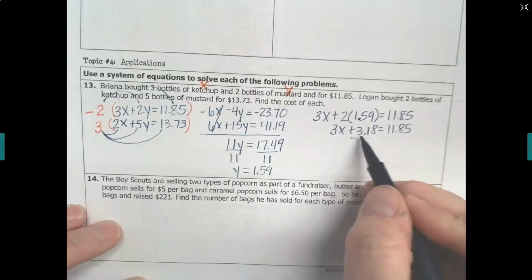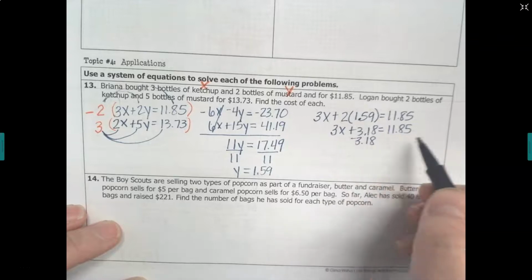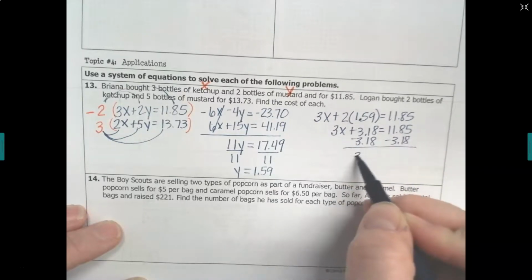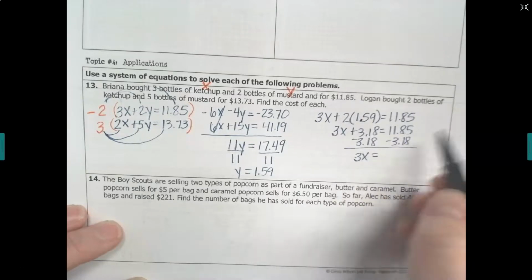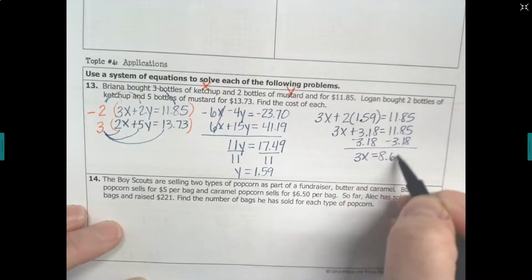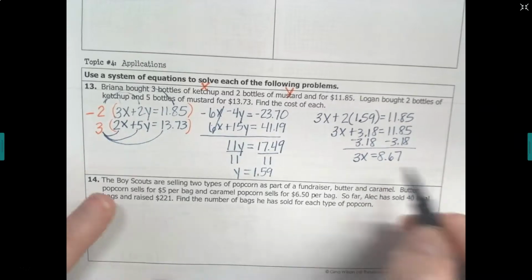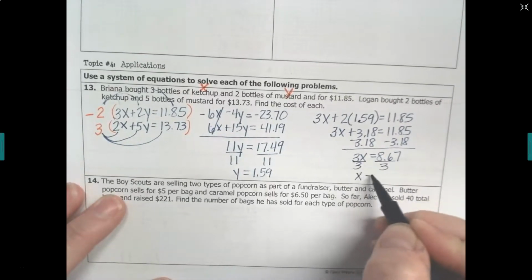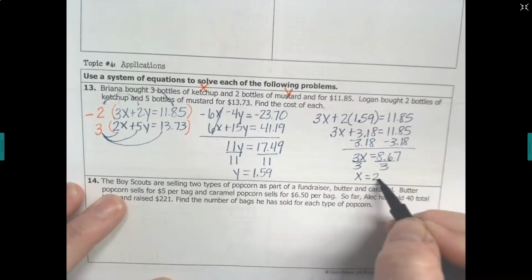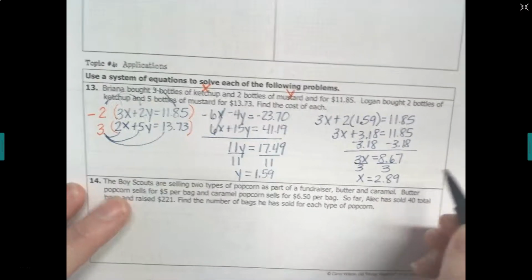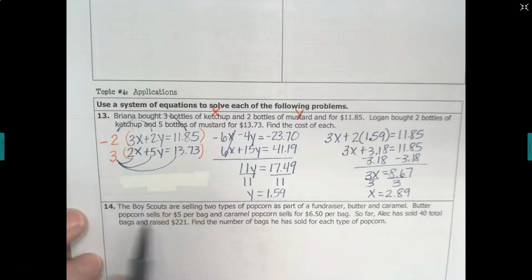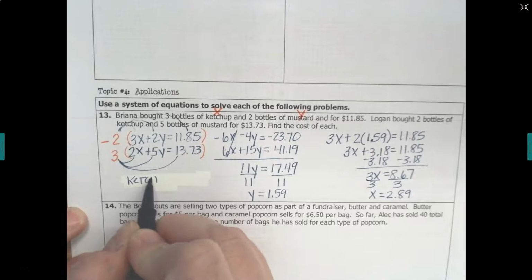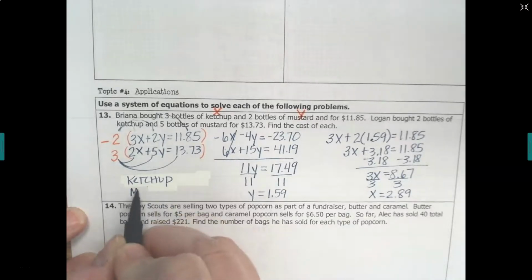We're solving for x, so we are trying to move everything else away from it. So we're going to subtract 3.18 from both sides. And we end up with 3x equals 8.67. Divide by 3. And you have x equals 2.89. So to summarize what we've got here, we were solving for, remember, ketchup and mustard.